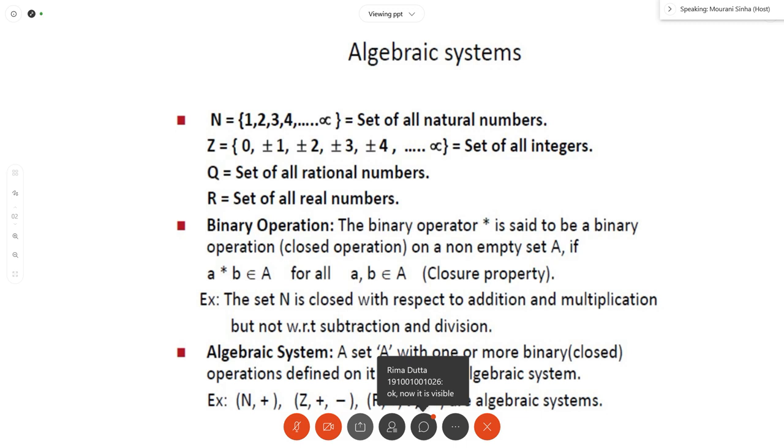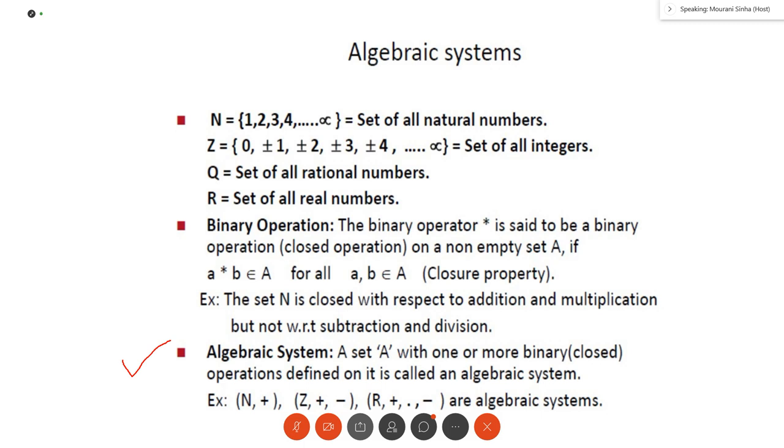We said that the algebraic system looks like this. You have examples like N with plus, Z with plus and minus, or R with plus, and maybe two more operations, multiplication and subtraction. So these are all your algebraic systems. Your natural numbers are 1, 2, 3, 4 till infinity. Z includes 0 and all the positive and negative integers. Q is the set of rational numbers. R is the set of all real numbers. So generally, we will have only these to deal with.